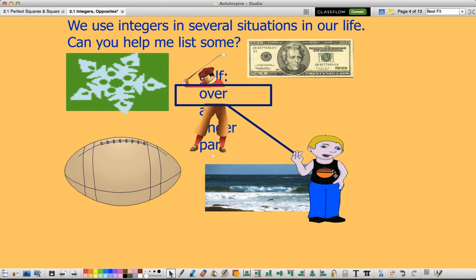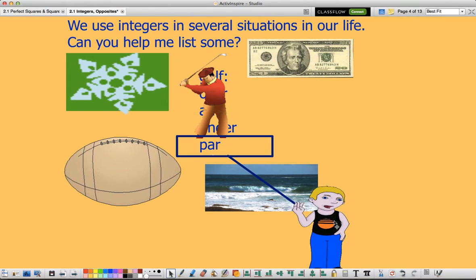In golf, we talk about over and under par. When you talk about the number of strokes that you take, let's say that par was 3. That means it should take you 3 shots to get the ball into the cup. And if it takes you 4, you're over par by 1. So that's a positive 1. And in golf, you want negative numbers. So if you get it there in 2, then you're at a negative 1, which is under par.